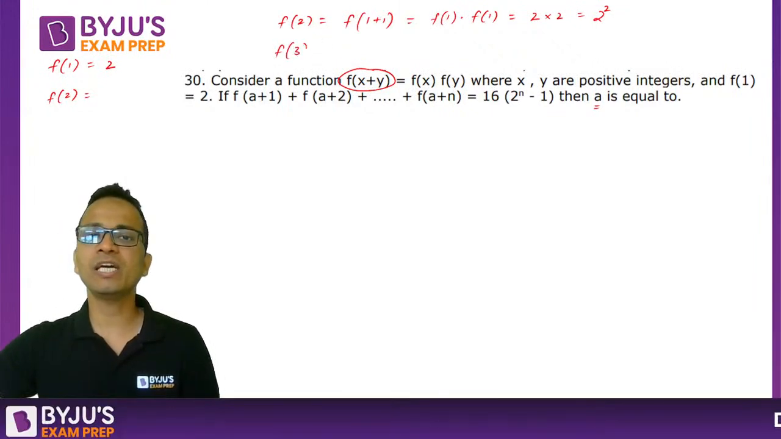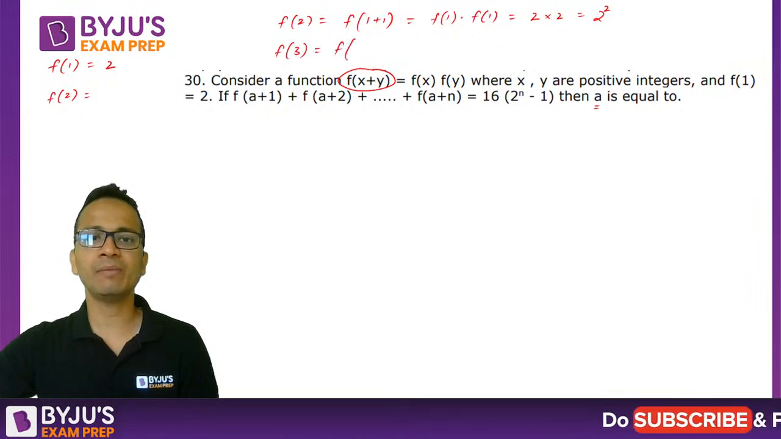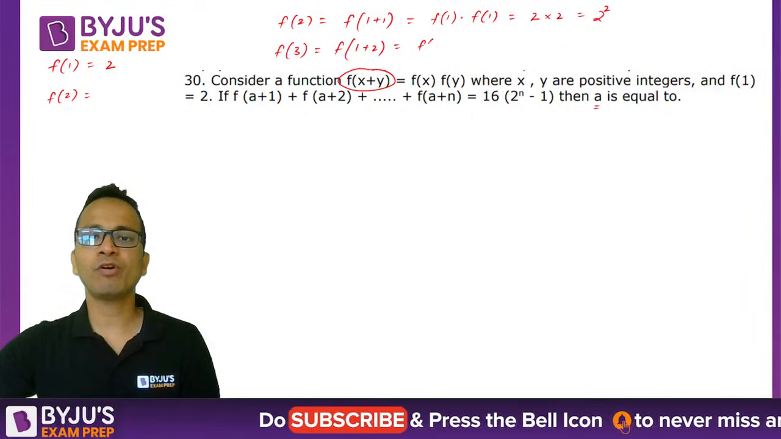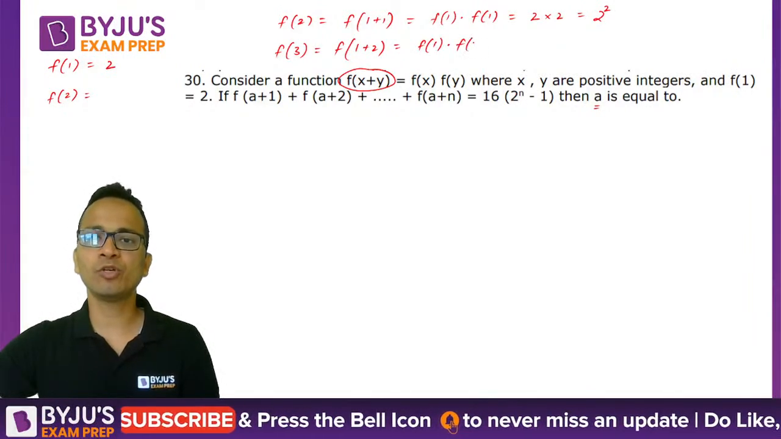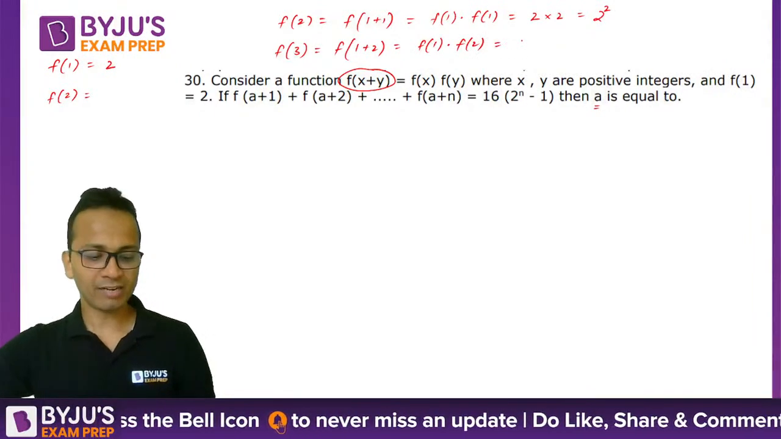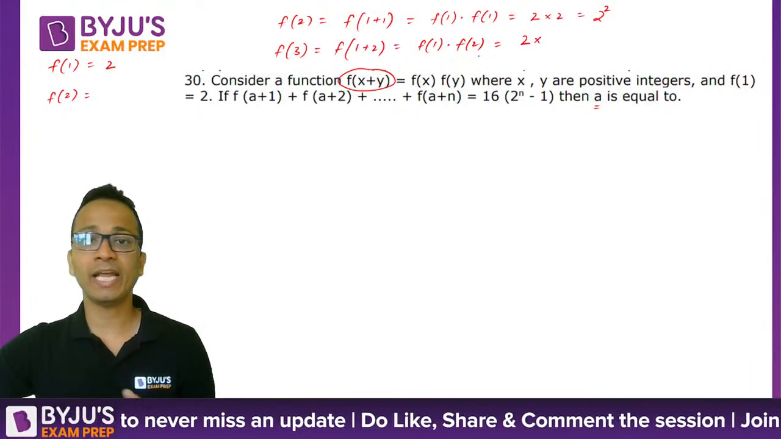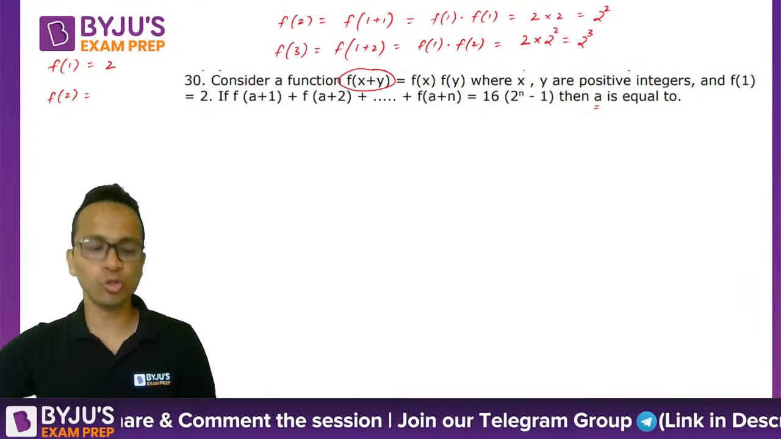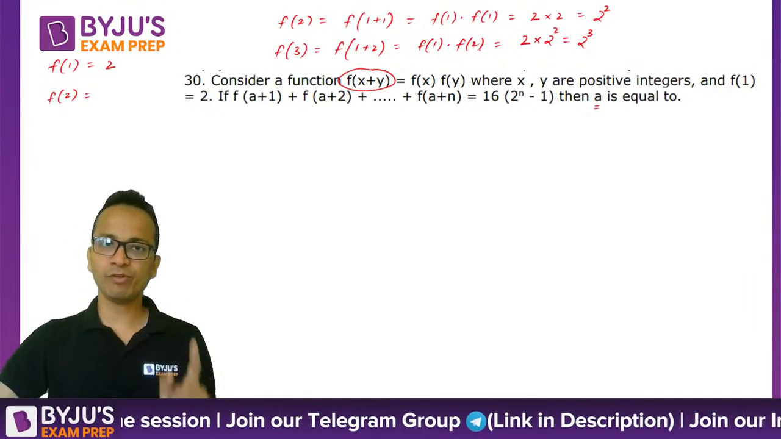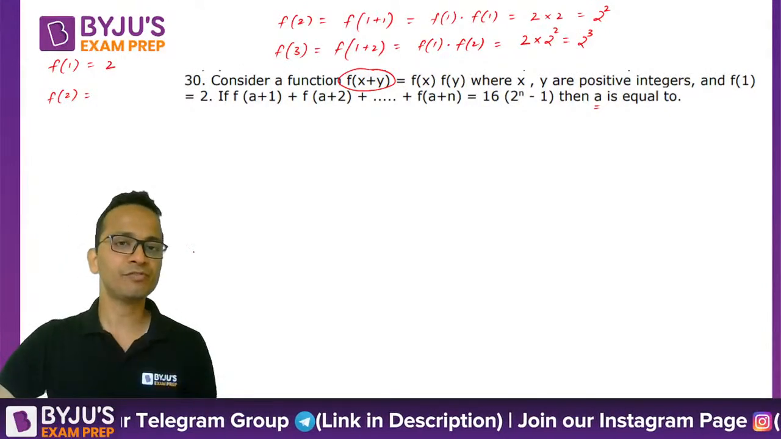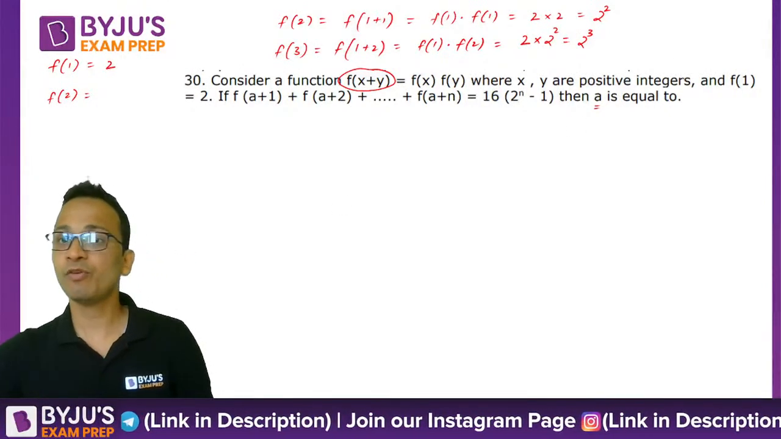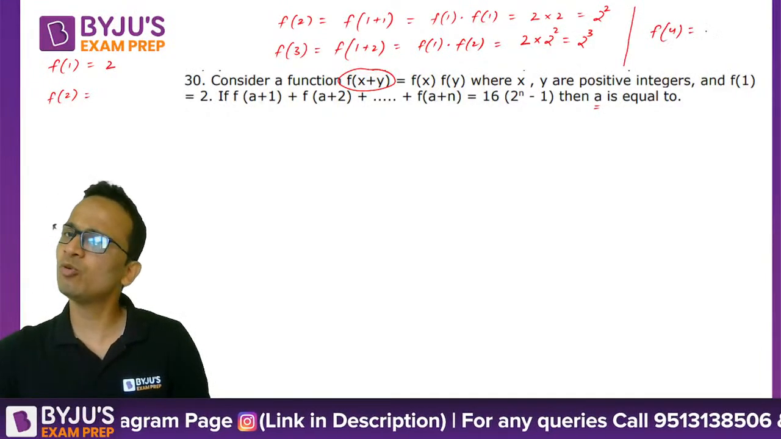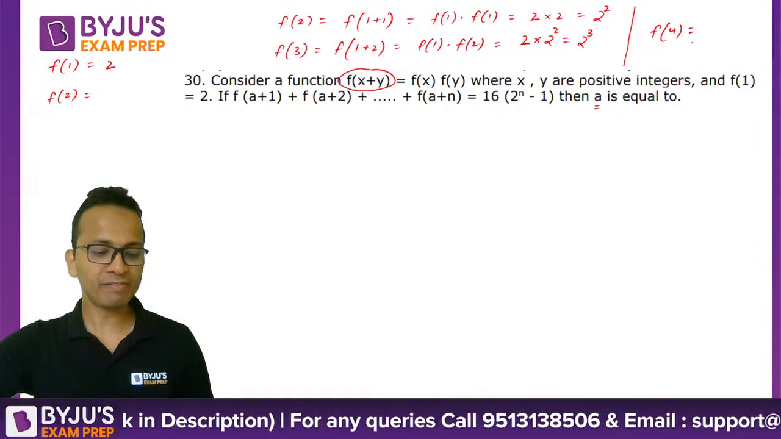Similarly, what will be the value of f of 3? f of 3 can be written as f of 1 plus 2. Which will become f of 1 into f of 2. What is the value of f of 1? 2, and the value of f of 2 I have already calculated as 2 square, so this will become 2 cube. Okay, so the value of f of 2 is 2 square, the value of f of 3 is 2 cube, the value of f of 4, I am waiting for all of you. What should be the value of f of 4?